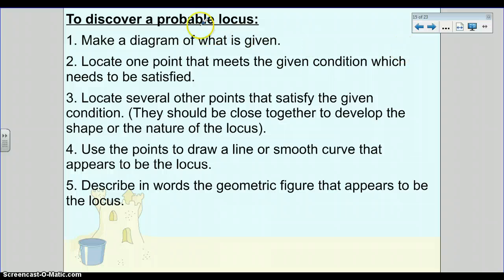So just to discover a probable locus, first we're going to make a diagram of what's given. It will either tell you to sketch it, to use your compass, or to do it on a coordinate plane, in which case use your compass as well. You locate one point that meets the given condition, and then locate several other points that satisfy the given condition. They should be close together to develop the shape or the nature of the locus. Use the points to draw a line or a smooth curve that appears to be the locus, and then describe in words the geometric figure that appears to be the locus.